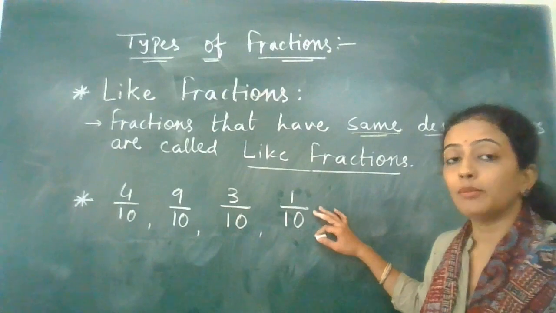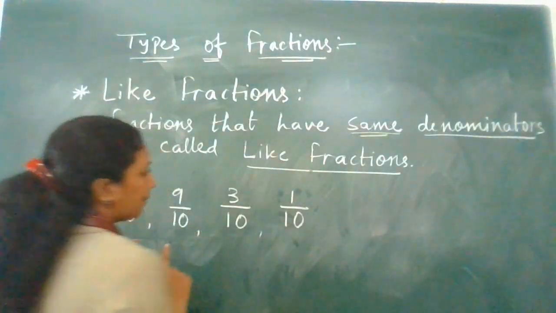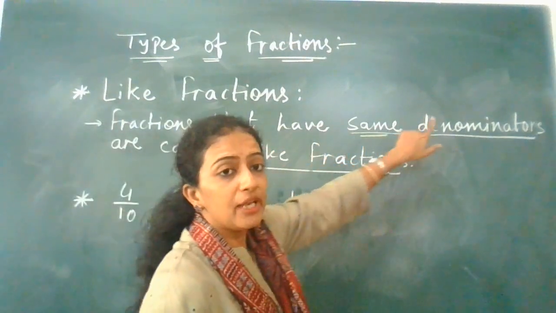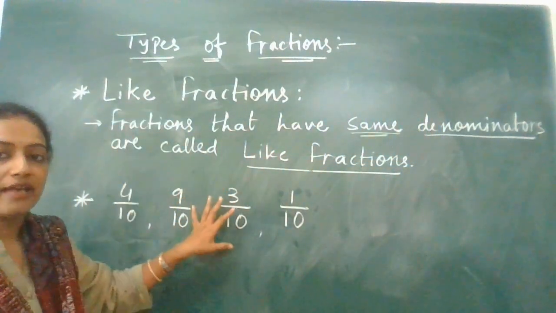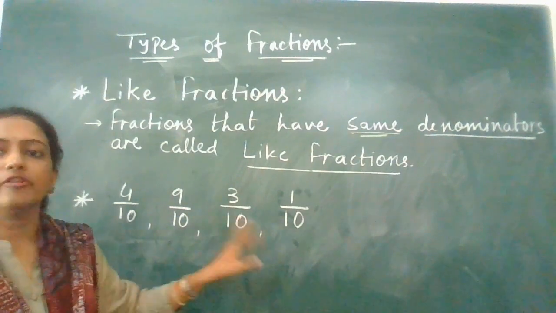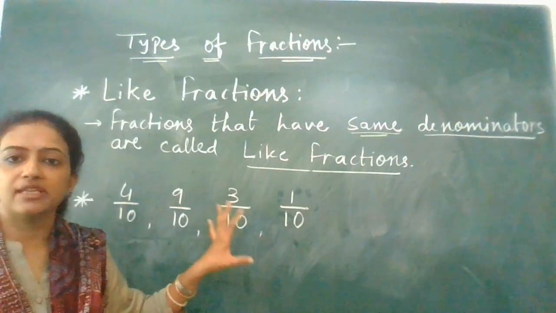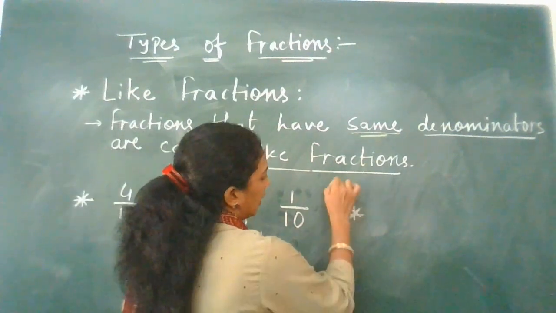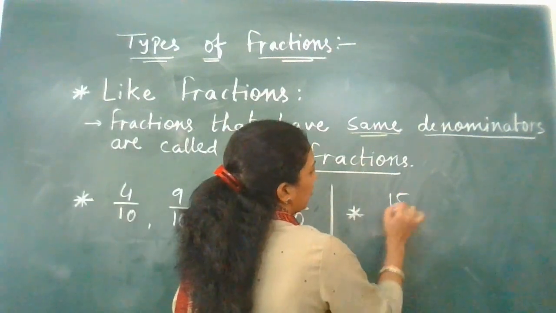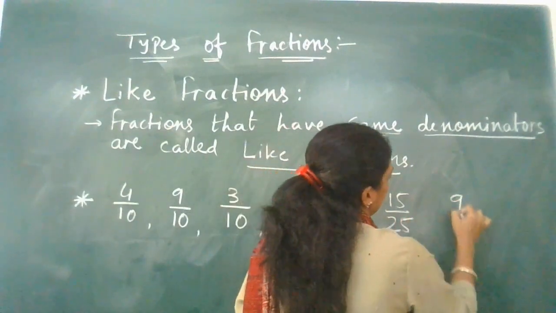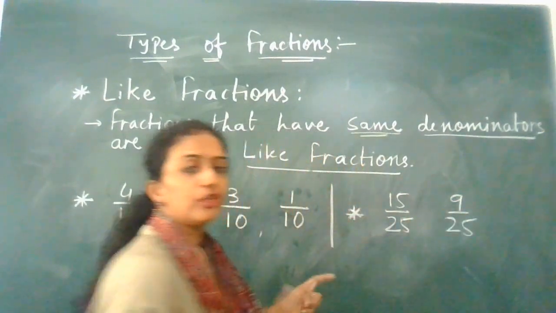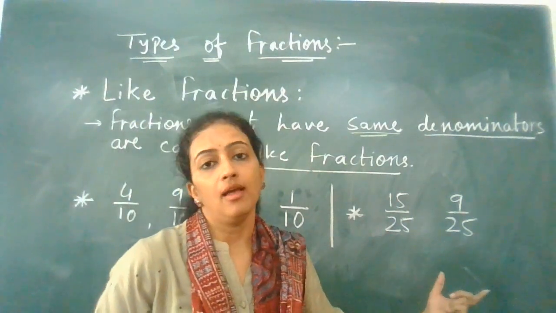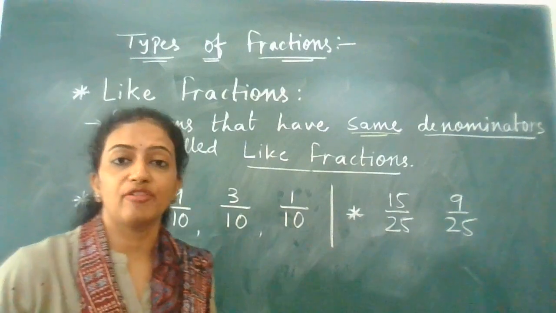So like fraction means, again I am repeating, the fractions that have same denominators are called like fractions. So you can easily observe that all the fractions are having same denominators. One more example we can see, if I say 15/25 and 9/25, both the fractions are having same denominator, means both the fractions are like fractions. So this is like fraction.